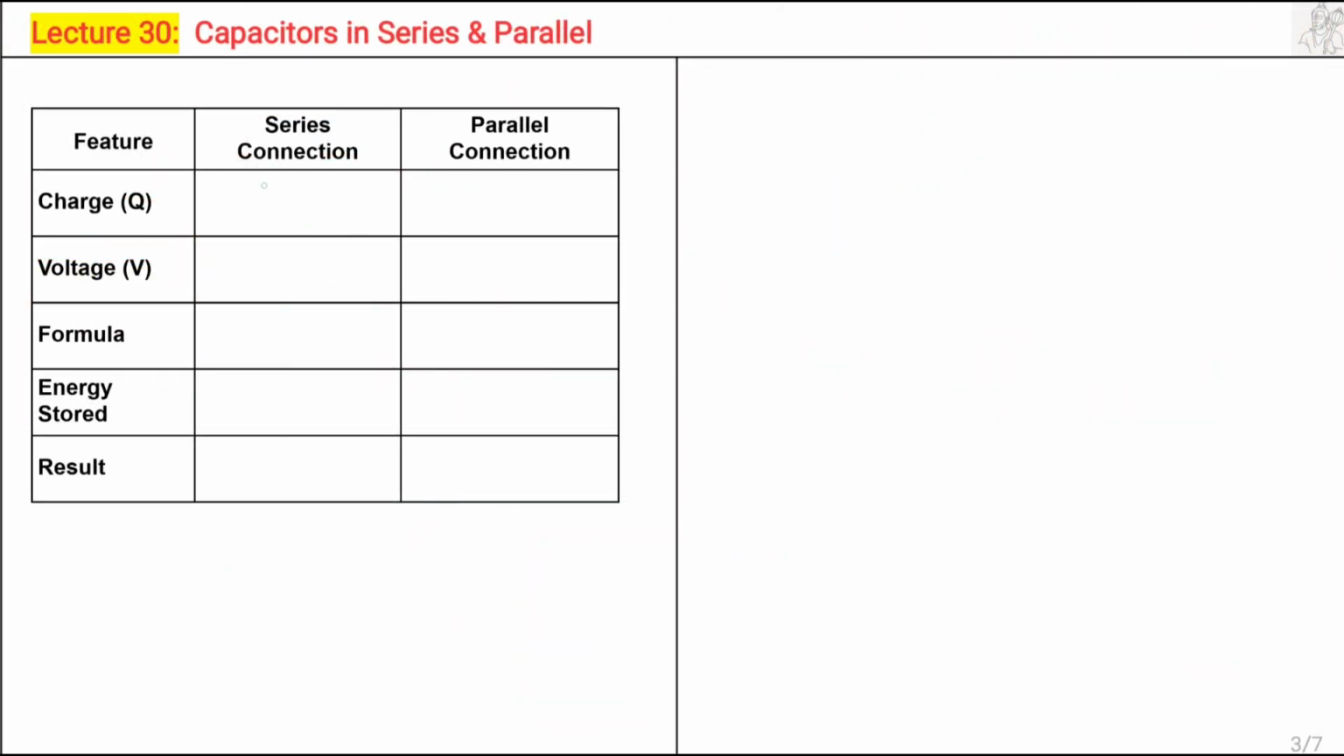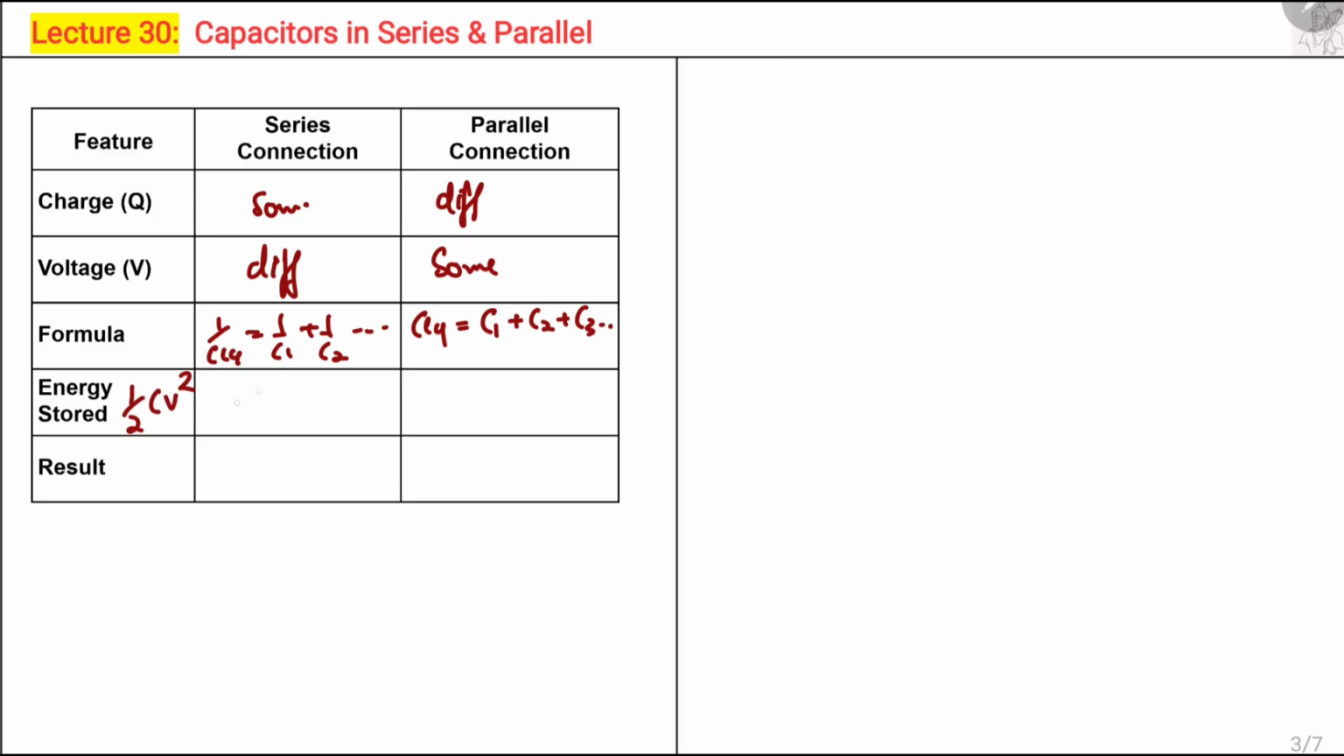So finally, if we summarize, charge in series connection is the same, in parallel connection it is different. Voltage in series connection is different, in parallel connection it is the same. The formula is 1 by C equivalent is equal to 1 by C1 plus 1 by C2 and so on. And here C equivalent will be C1 plus C2 plus C3 and so on. Energy stored, that is half CV square, will be lower in series. Here it will be higher, and the final result will be that the C equivalent will be lower in series connection and higher in parallel connection.